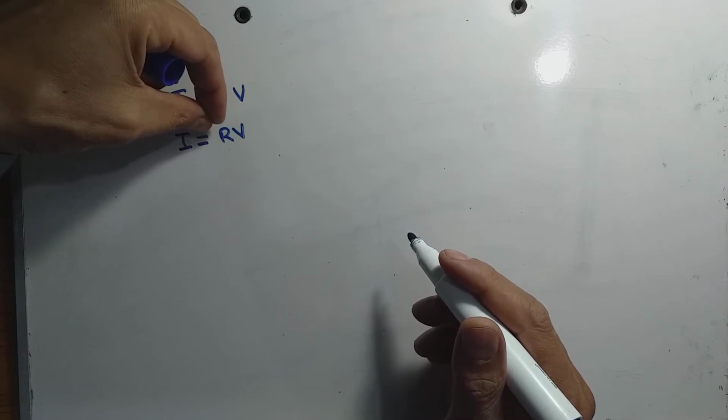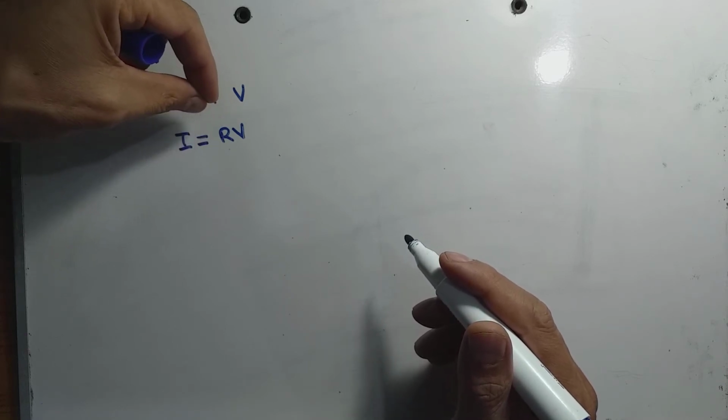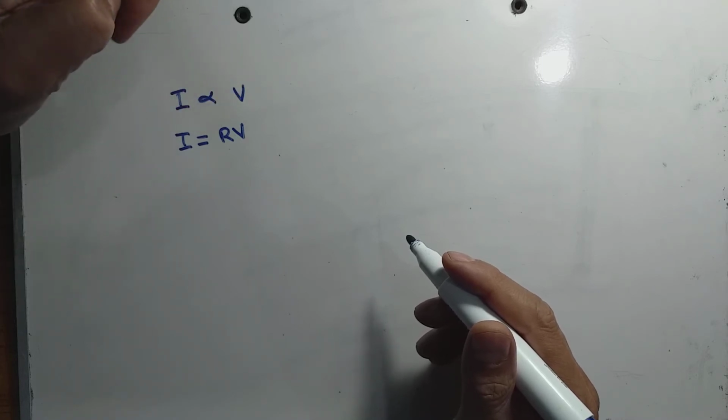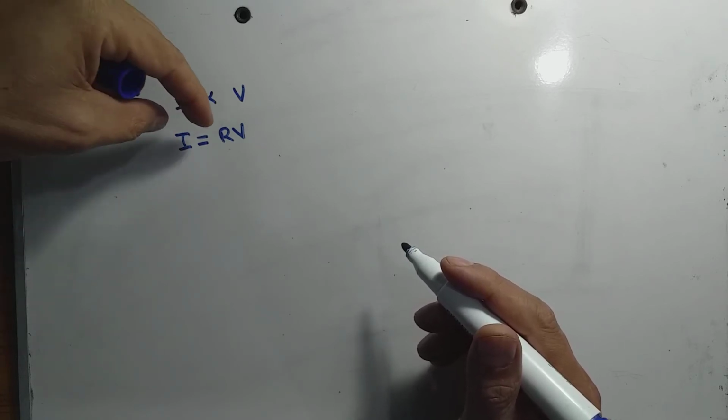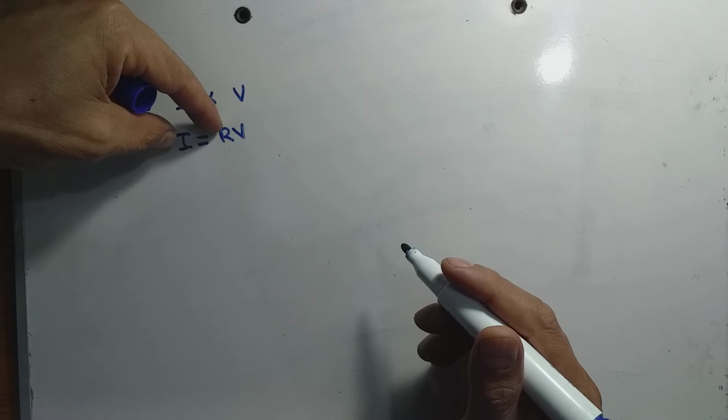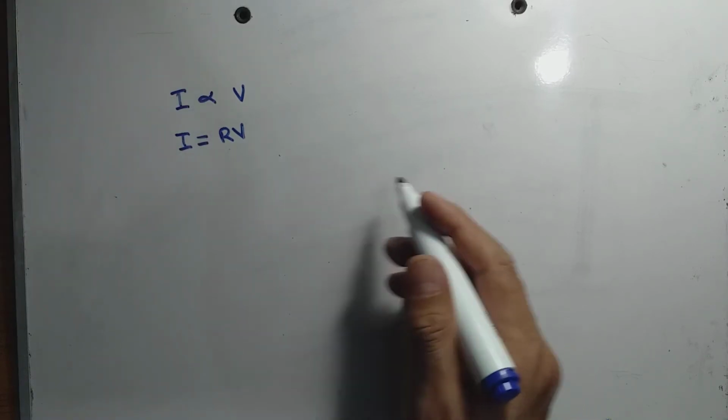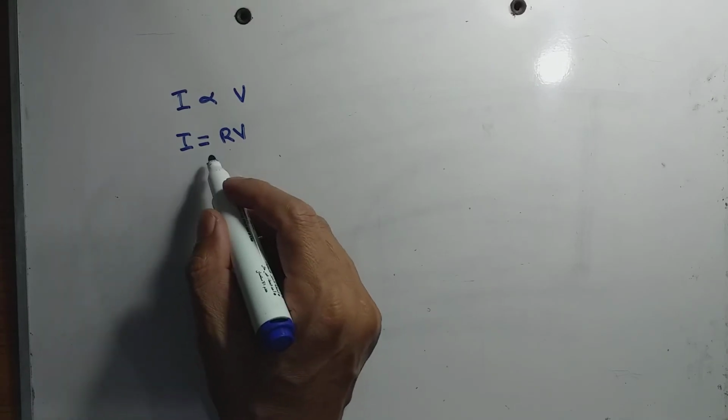This resistance depends upon the material; different materials have different resistance. For example, iron has a different resistance from copper, and copper has a different resistance from brass and others. So every element has its own resistance. Therefore the value of R changes from material to material.